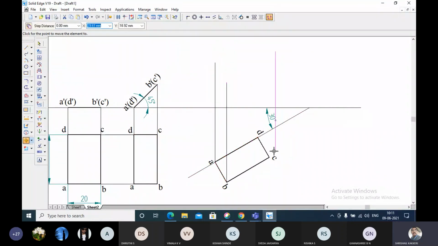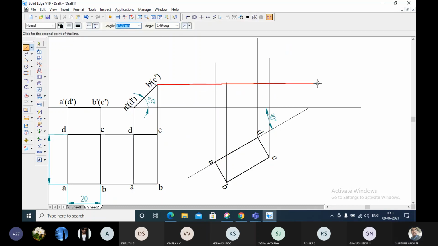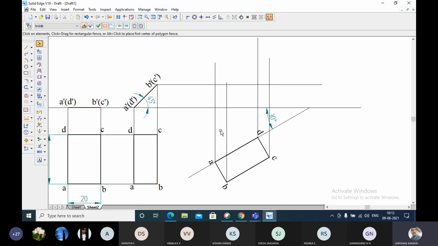A, B, C, D. Let me take a line from this end also, some distance. Now a line from A and a line from A. This is the intersection of A, so let me name it A dash. And a line from B and a line from B. This is where it is intersecting at this point, and on the same line C is also coming. I'm not going to trim the extra portion on that side.